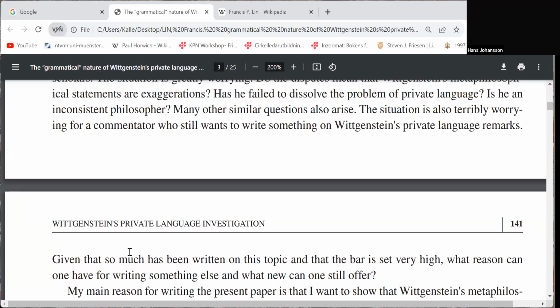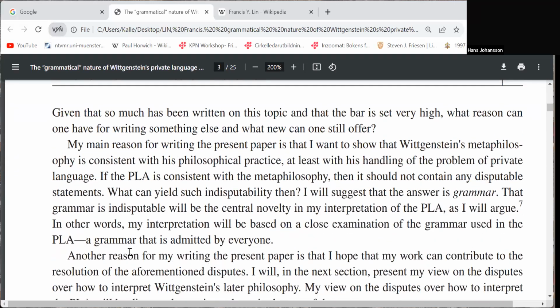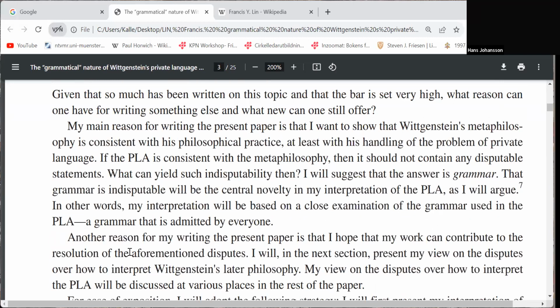The situation is also terribly worrying for a commentator who still wants to write something on Wittgenstein's private language remarks, given that so much has been written on this topic, and that the bar is set very high. What reasons can one have for writing something else? And what new one can one still offer?